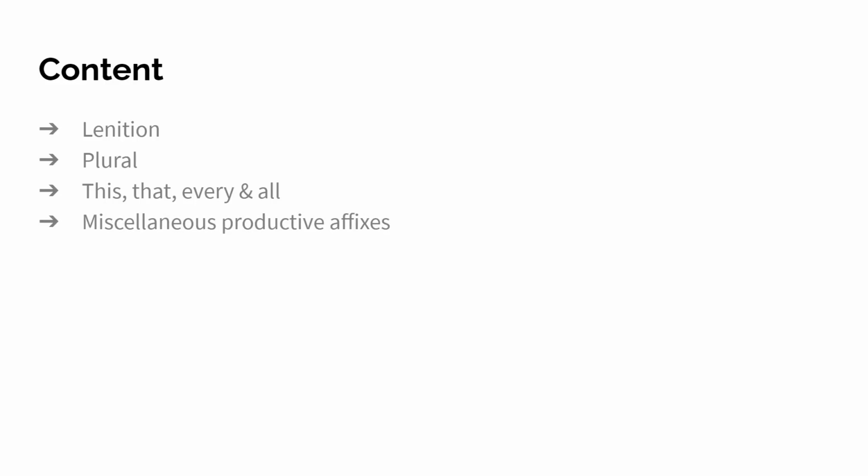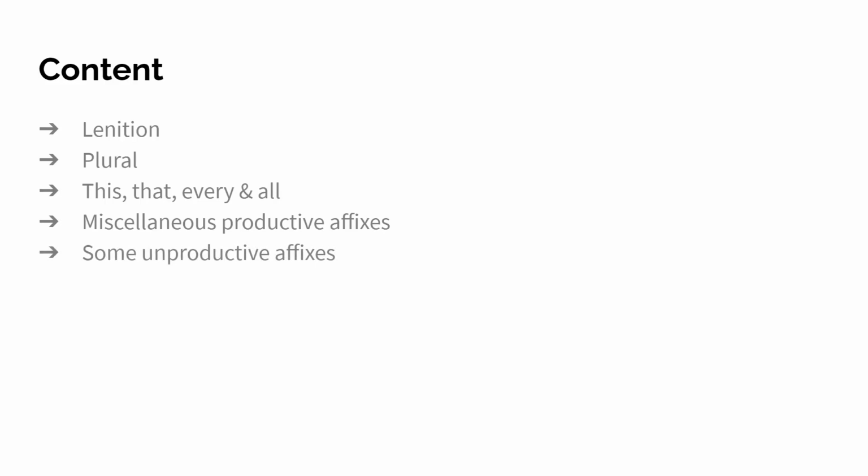What does productive mean? Productive means you can always use them for a certain type of word. So for example, the plural affixes, you can use them with every noun, because you can put every noun in the plural. Usually, of course, there are some exceptions of nouns that are not countable. But that means that the plural affixes are then productive with nouns.